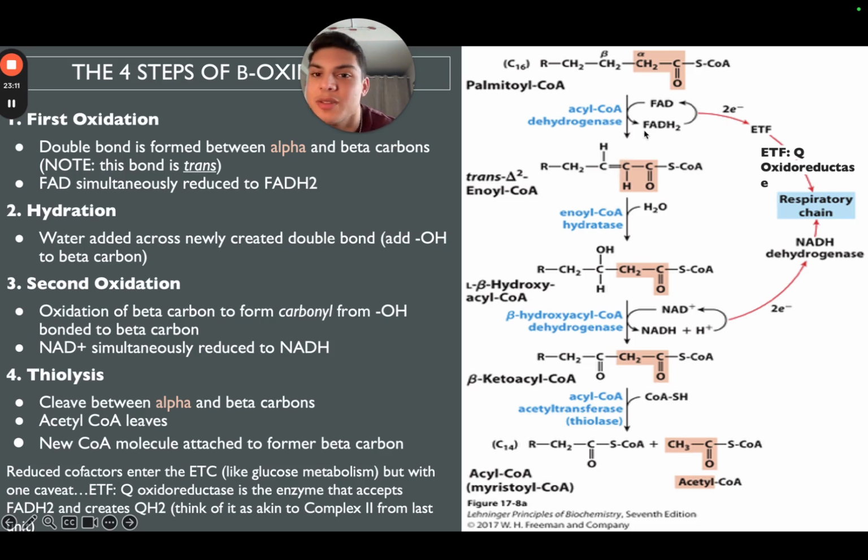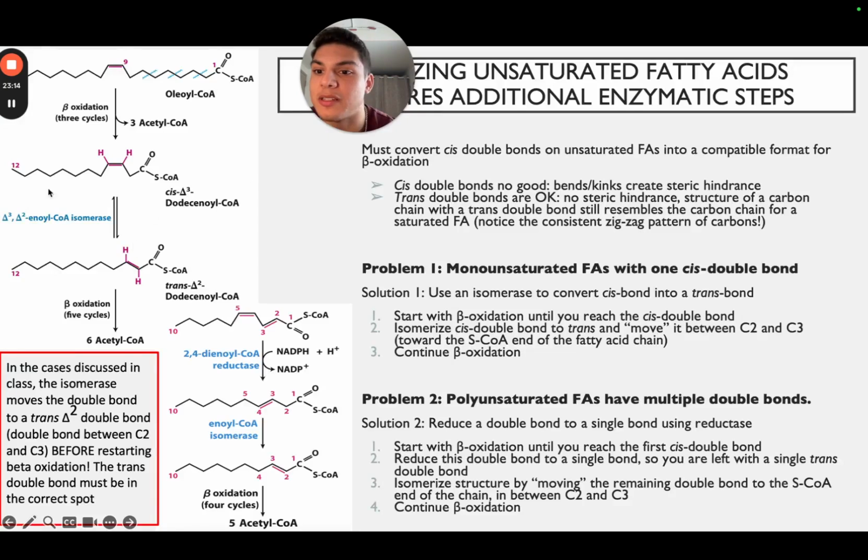And so we basically lose a cofactor whenever we have this cis double bond inside of the fatty acid, right? Now, what about the second problem, where we have multiple double bonds? In this case, we're going to use a different enzyme. We're going to add an extra enzyme to the previous one.